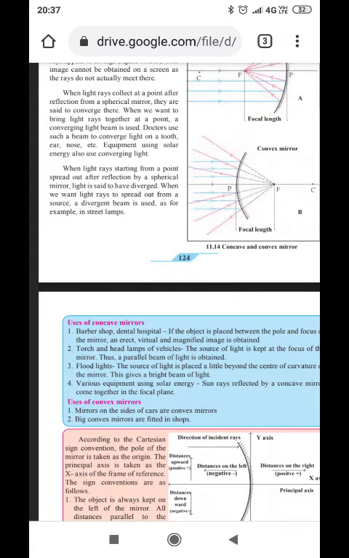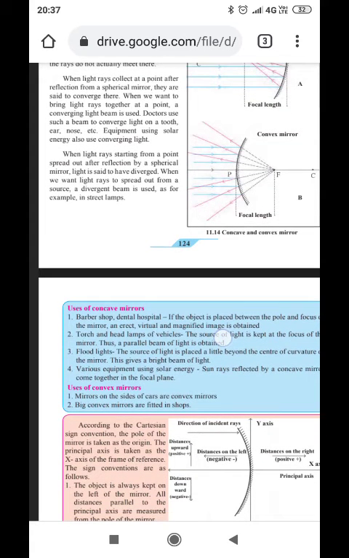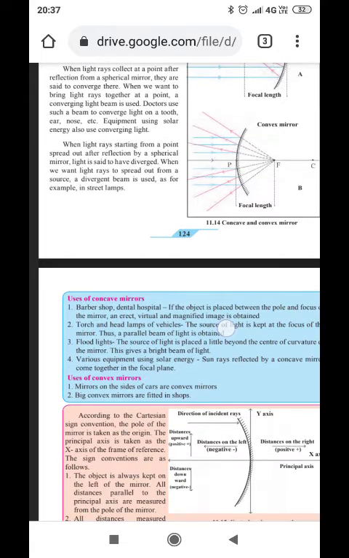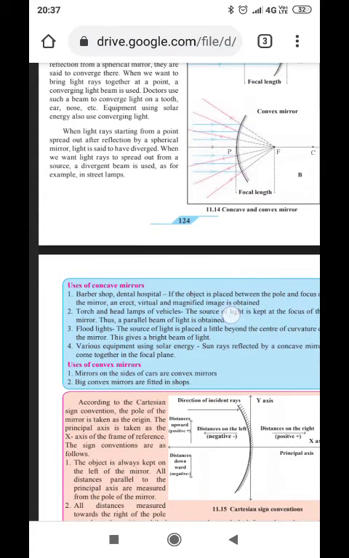When the light rays starting from a point spread out after reflection by a spherical mirror, light is said to have diverged. When we want the light rays to spread out from a source, the divergent beam is used. As for example, street lights. From street lights, light gets diverged, they get spread out everywhere.